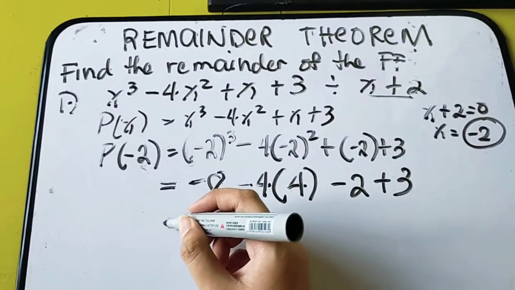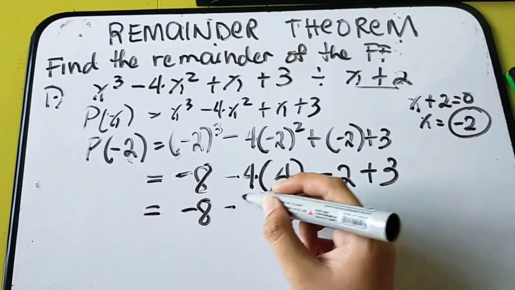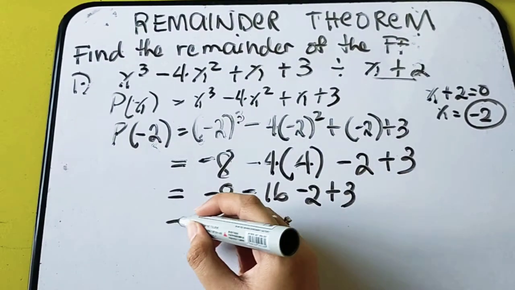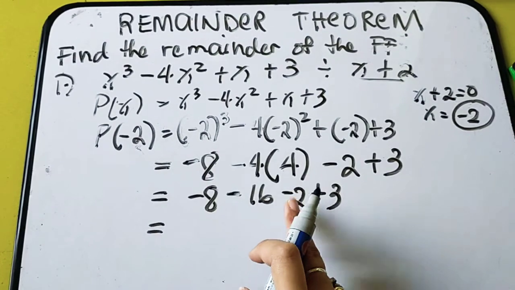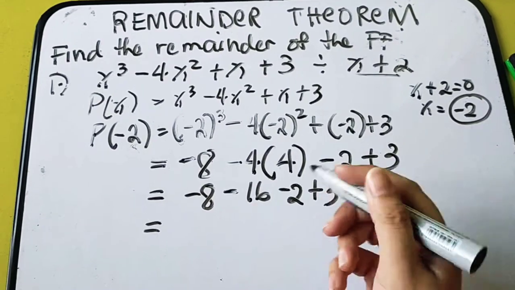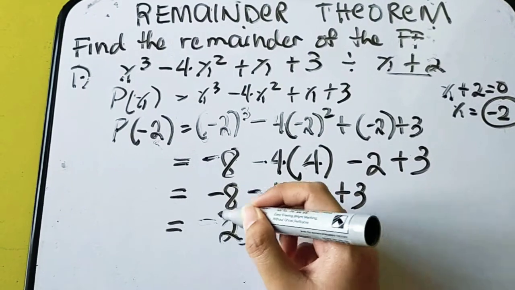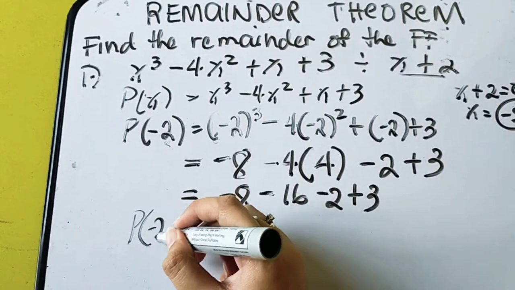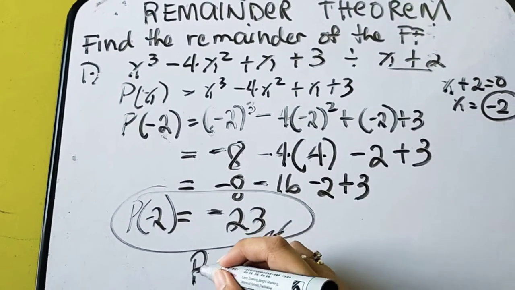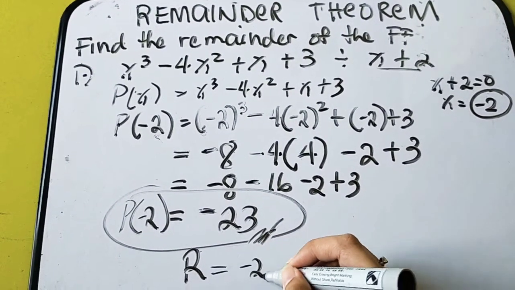Tapos, copy. So, we have here negative 8. Then, 4 times 4, the answer is negative 16. Negative. Then, minus 2 plus 3. So, we have here negative 8 minus 16. Then, plus 2, minus 2 plus 3. The answer here is negative 23. So, this is p of negative 2. Therefore, this is your remainder. Ito yung remainder mo. Okay, that's the remainder. Next tayo, r is equal to negative 23.